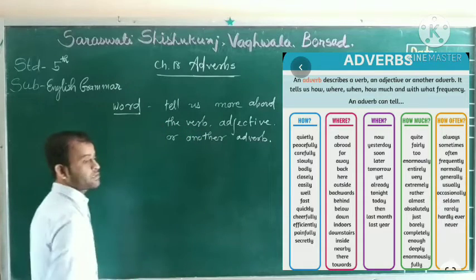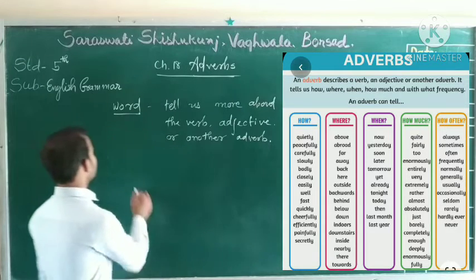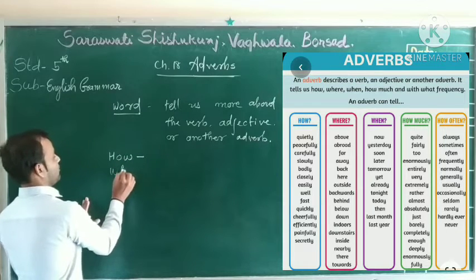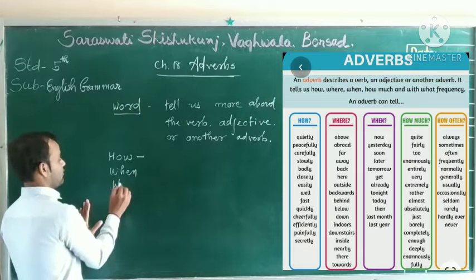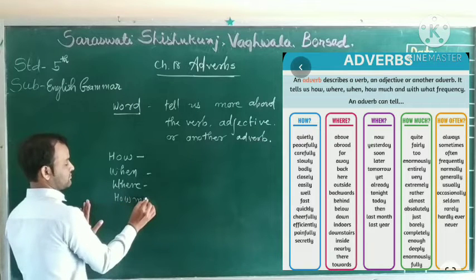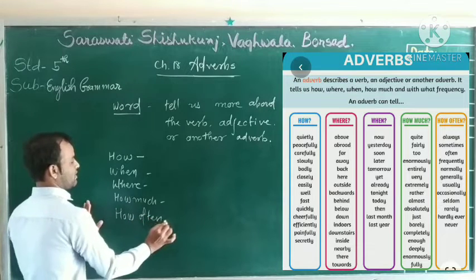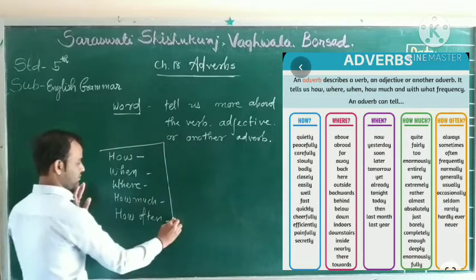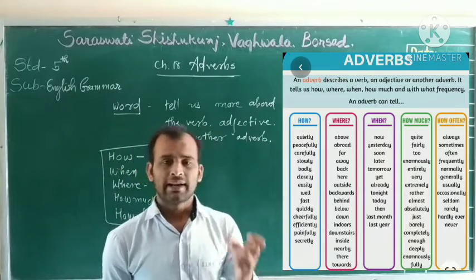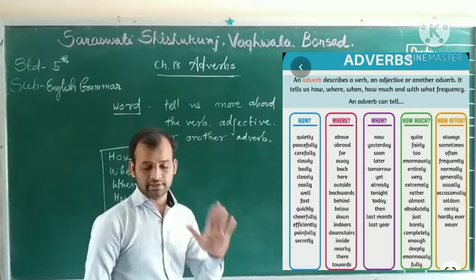If you want to get an adverb from the sentence, you have to ask a question by how, when, where, how much, and how often. These 5 words, please dear students remember, are useful for getting an adverb from the sentence.